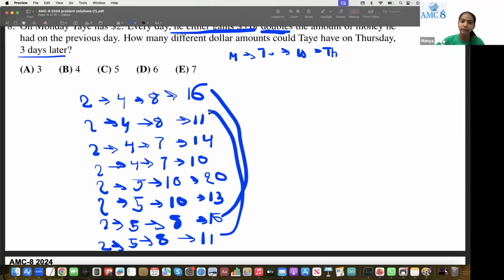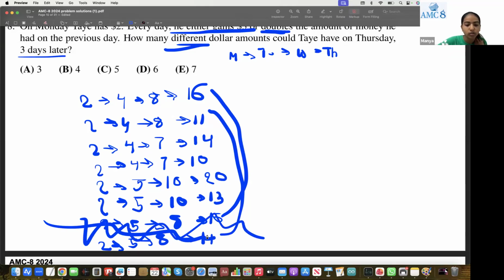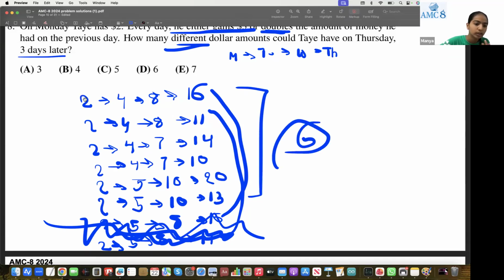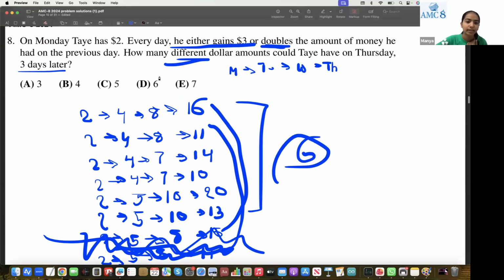And we cannot repeat different dollar amounts because they're asking how many different dollar amounts could Ty have on Thursday. So we need to cross out. Maybe we can just cross out the last two since we cannot duplicate them. They all have to be different dollar amounts. So we'll just cross out the last two. And since these are all different dollar amounts, we should be getting that there's 6 different dollar amounts here. If you count them 1, 2, 3, 4, 5, 6. So that's our final answer, D.